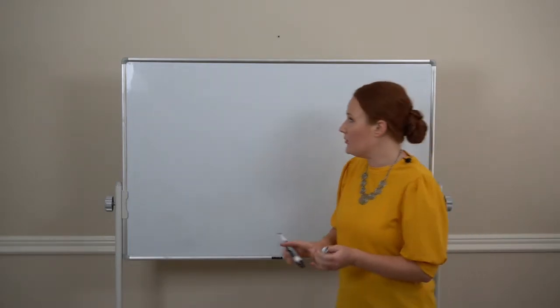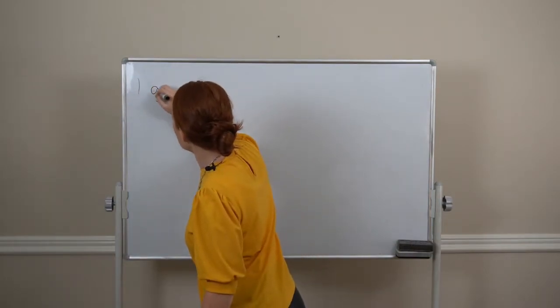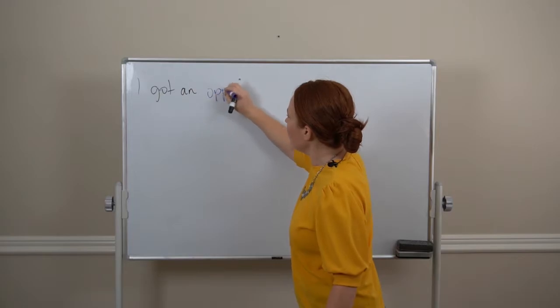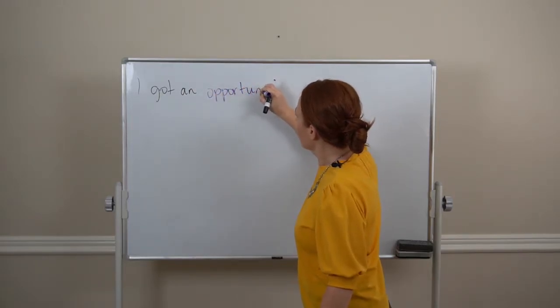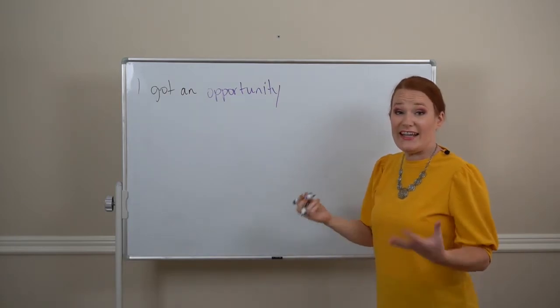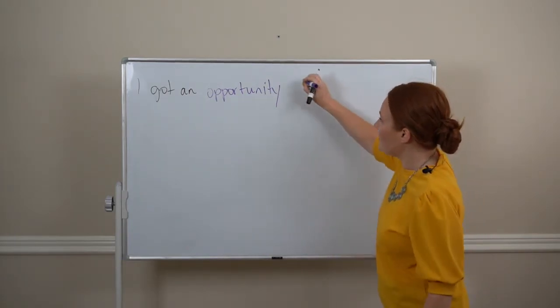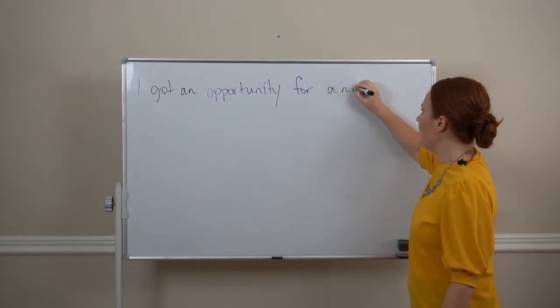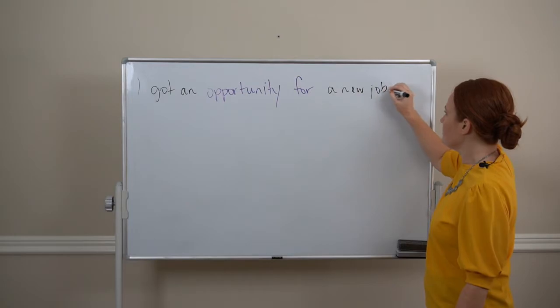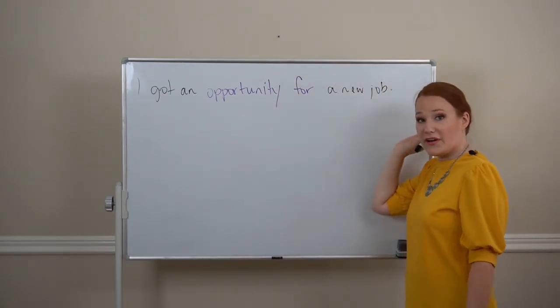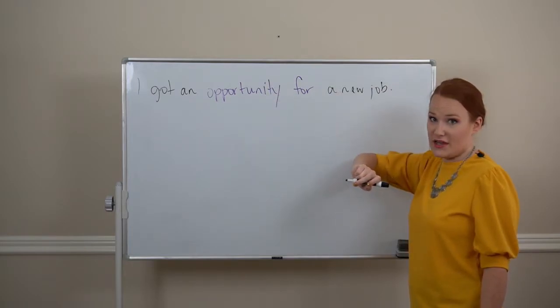So, for example, with the noun opportunity, if we want to say what that opportunity is, we'll have to use the preposition for. I got an opportunity for a new job. All right, so this is telling us what kind of opportunity, more information after this noun.